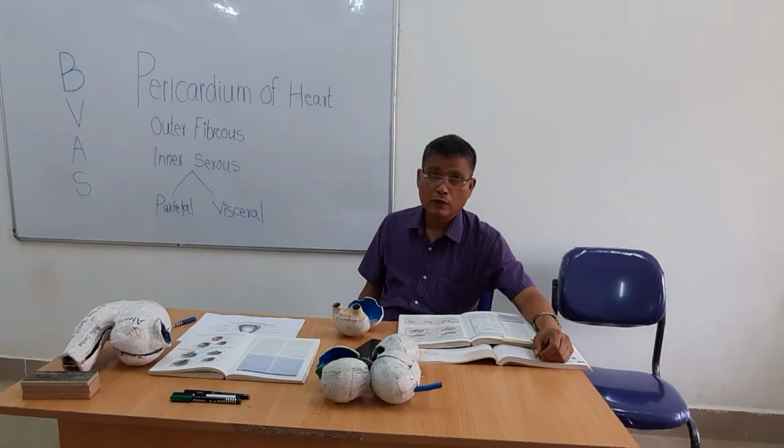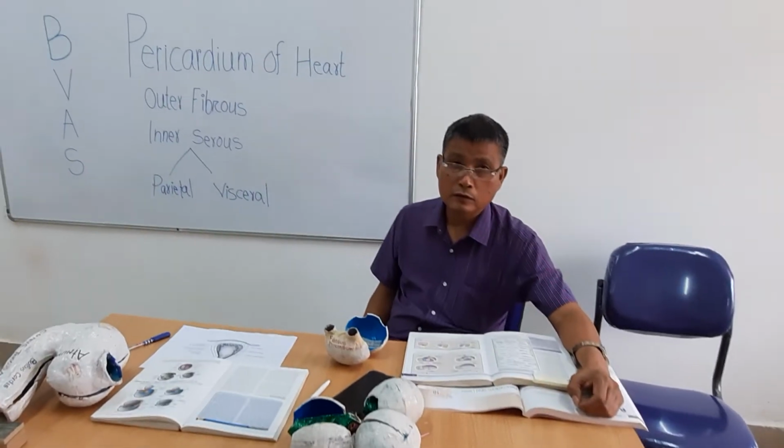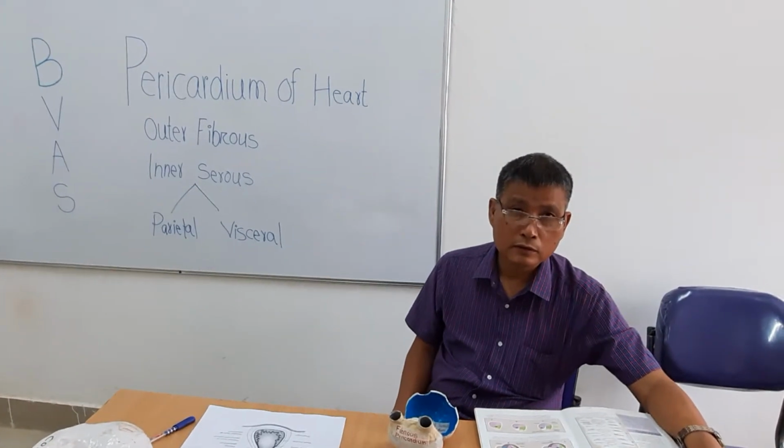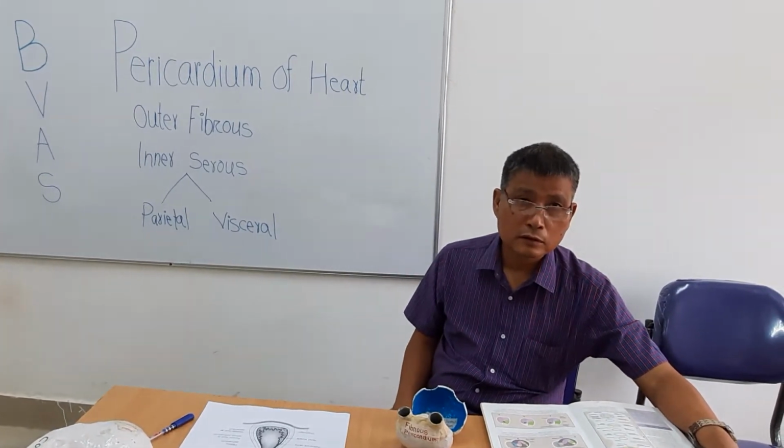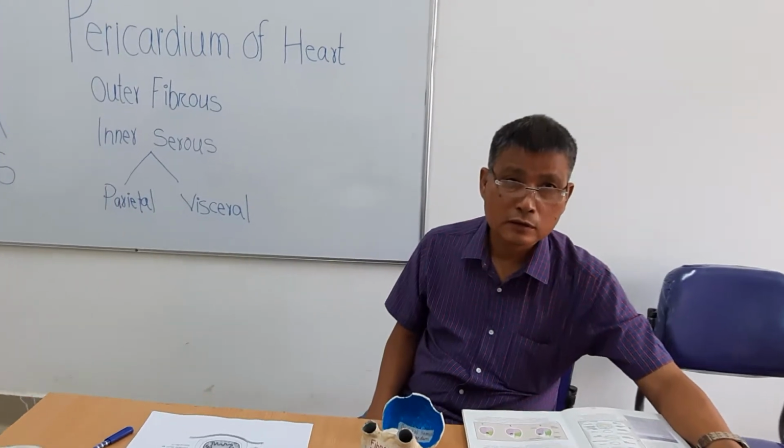Hello. Today we are going to talk about the development of the pericardium of the heart. The outer one is the fibrous, the inner one is the serous, which is again divided into parietal and visceral layers.